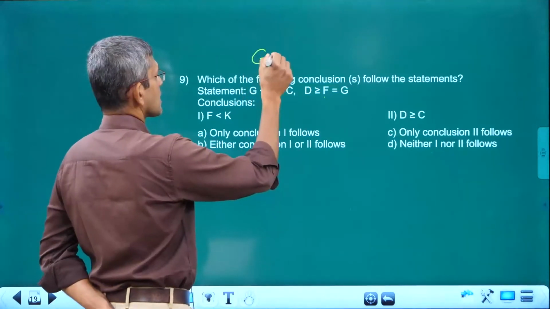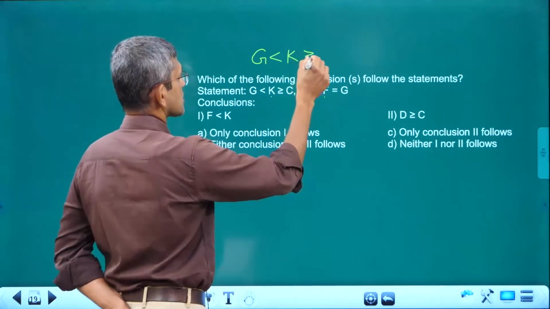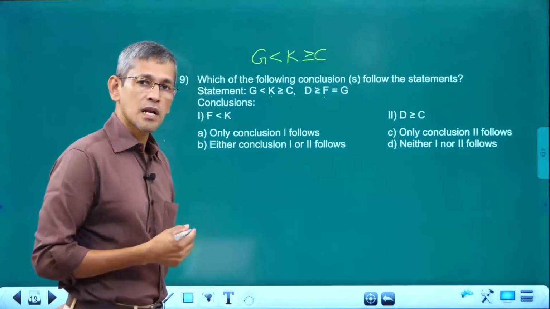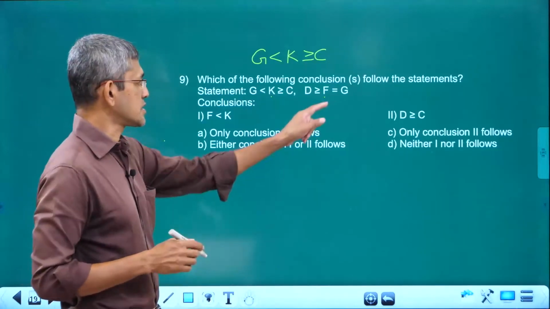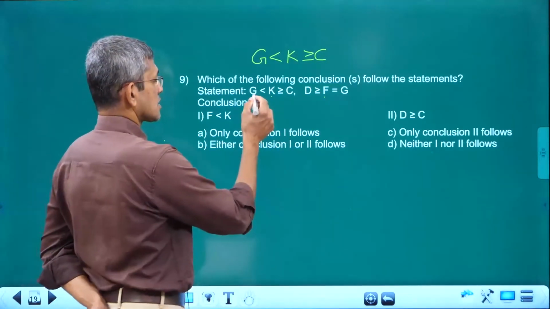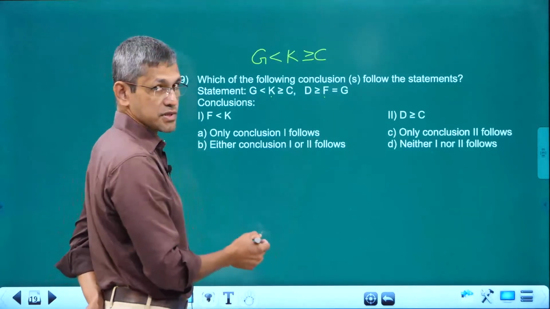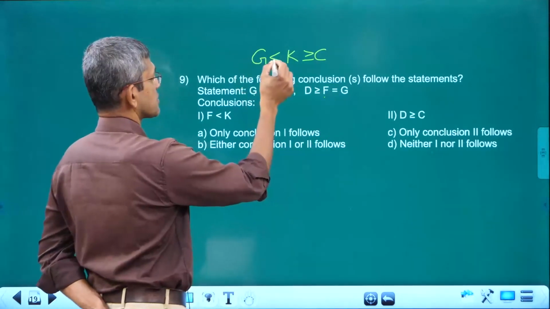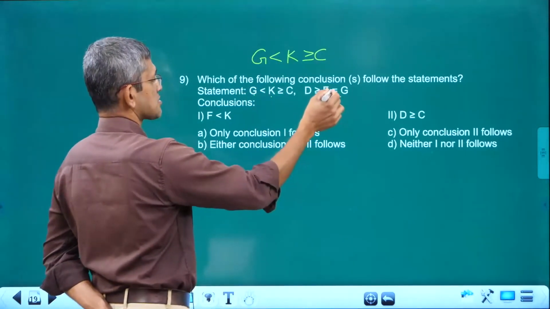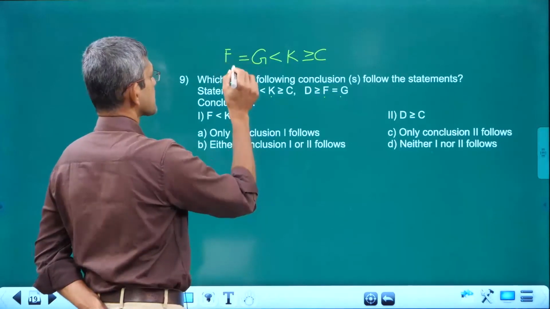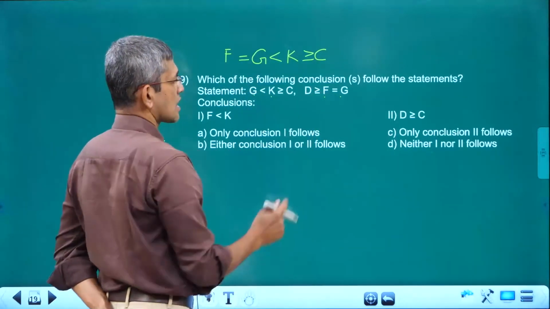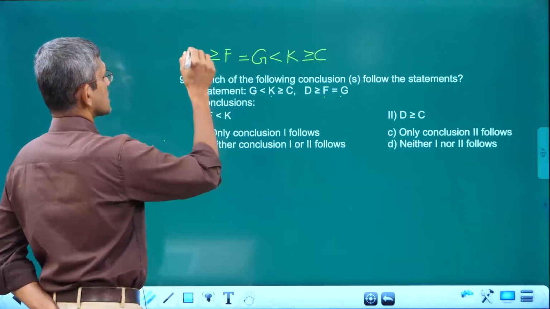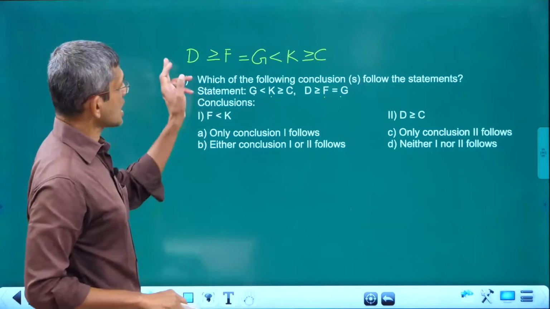So G less than K greater than or equal to C, and look at this. Which is the common element we have? That's G. So G must be connected with F in the second statement. In the first statement G is connected with K, and in the second statement G is connected with F. So G is equal to F. What is F? F is greater than or equal to D. I mean F is less than or equal to D. So F must be less than or equal to D. So this is the combined statement.